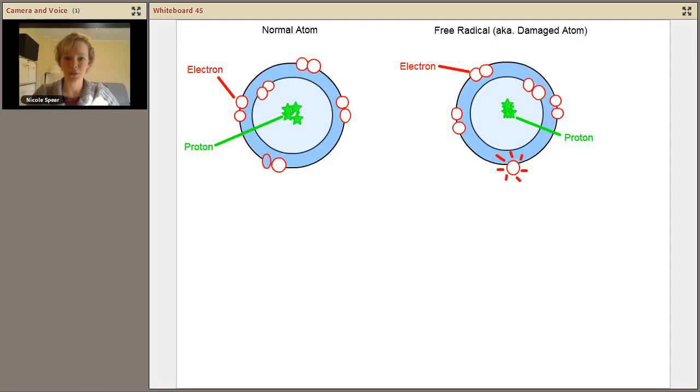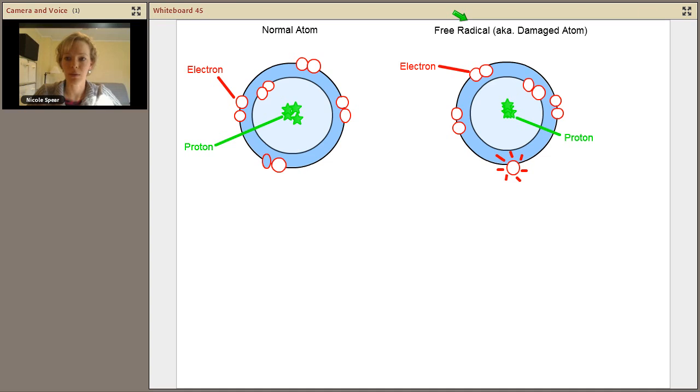All right, what I want to do here is very quickly explain to everybody what a free radical is. It really is very simple, but it does require some basic knowledge of chemistry. Namely, you have to understand what an atom is. So if you look at the whiteboard, on your left-hand side, what we have here is a normal atom.